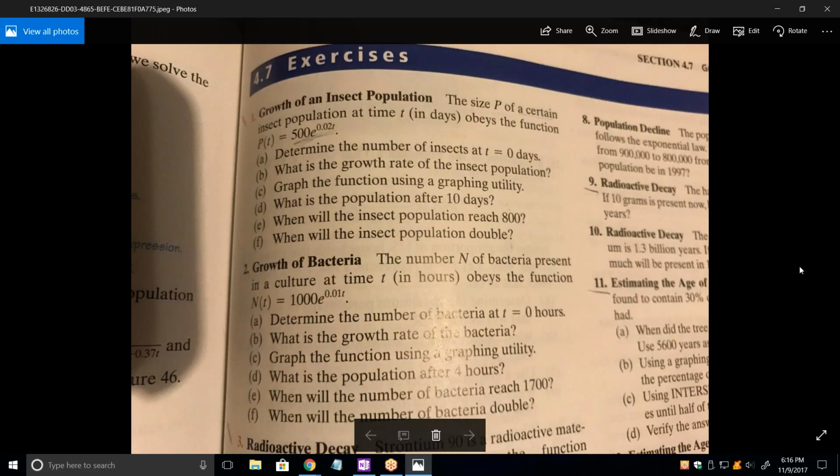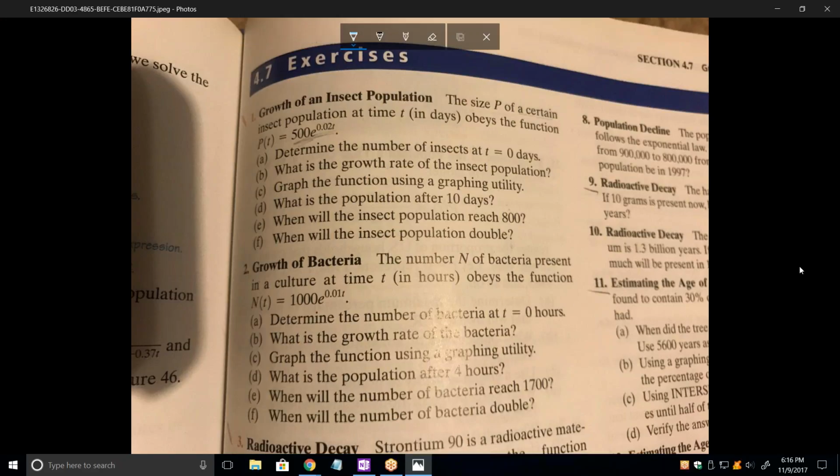Okay. When will the number of bacteria reach 1,700? And now I'm assuming, let me guess how you did this. You graphed that, and then you graphed y equals 1,700 and wherever they crossed. Mm-hmm. Okay. And that's a perfectly good way to do it.